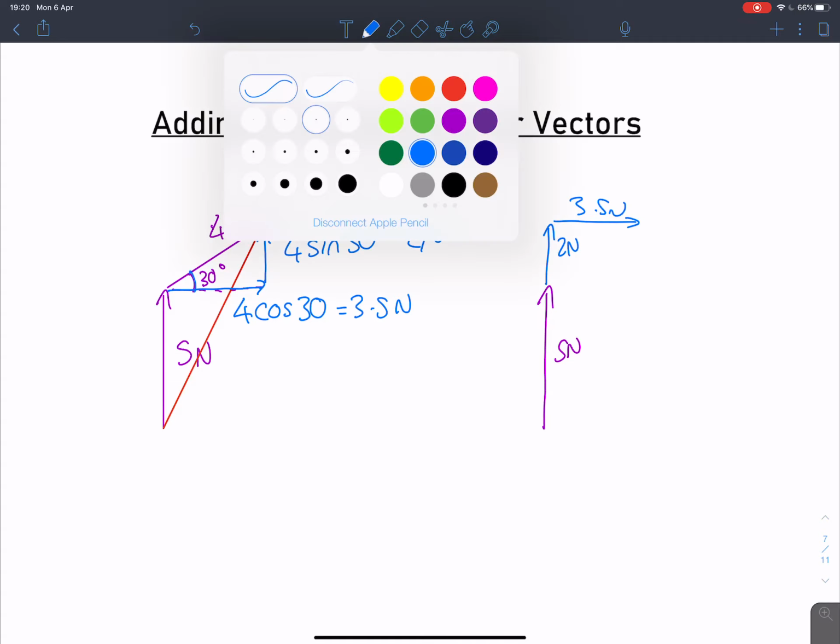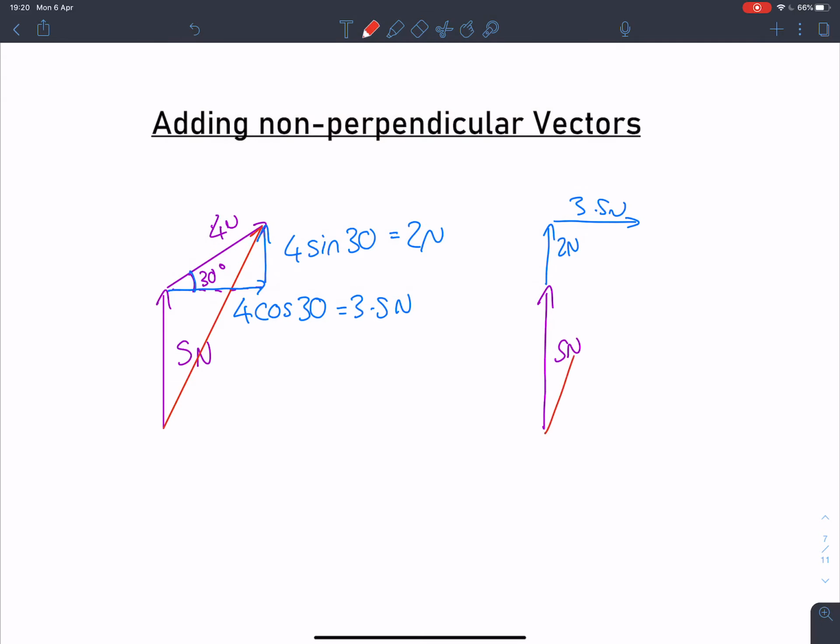So now hopefully things are becoming a bit clearer. Now it's really obvious exactly what my right angled triangle is. I've got 7 newtons up and 3.5 to the right. It's a bit of Pythag here. 7 squared plus 3.5 squared, all square rooted, should give me the magnitude of that line, which will give you 7.8 newtons.